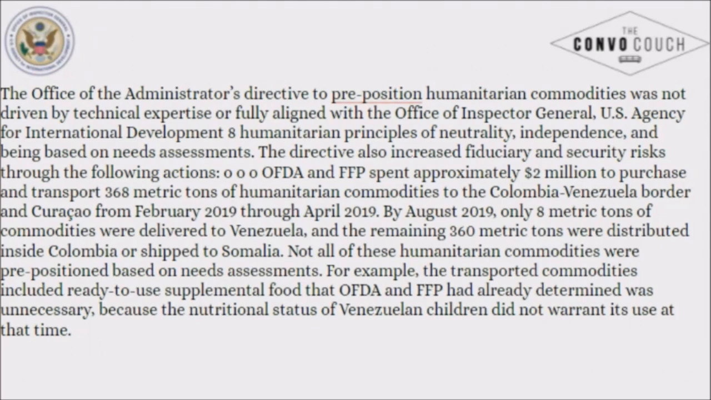368 metric tons of humanitarian commodities to the Colombia-Venezuela border and Curacao from February 2019 through April of 2019. By August of 2019, only 8 metric tons of commodities were delivered to Venezuela, and the remaining 360 metric tons were distributed inside Colombia or shipped to Somalia. Not all of these humanitarian commodities were pre-positioned based on needs assessments. For example, the transported commodities included ready-to-use supplemental food that the OFDA and FFP had already determined wasn't necessary because the nutritional status of Venezuelan children did not warrant its use at the time.